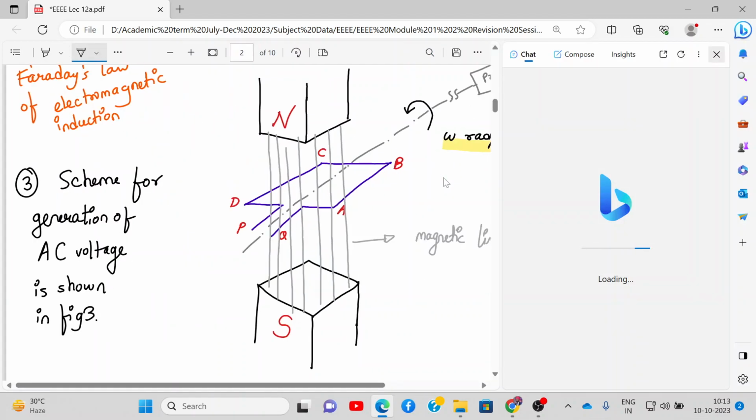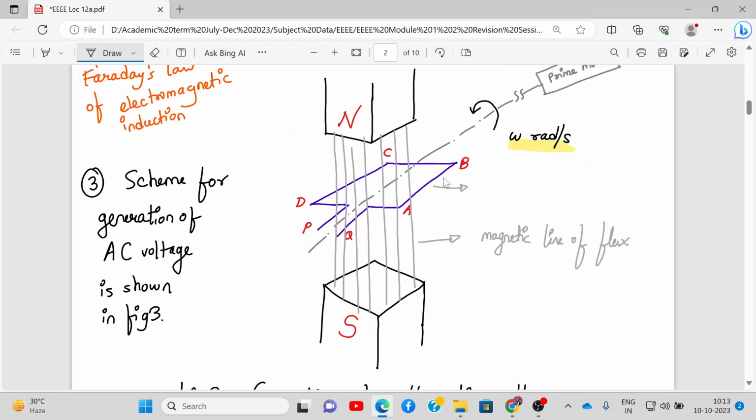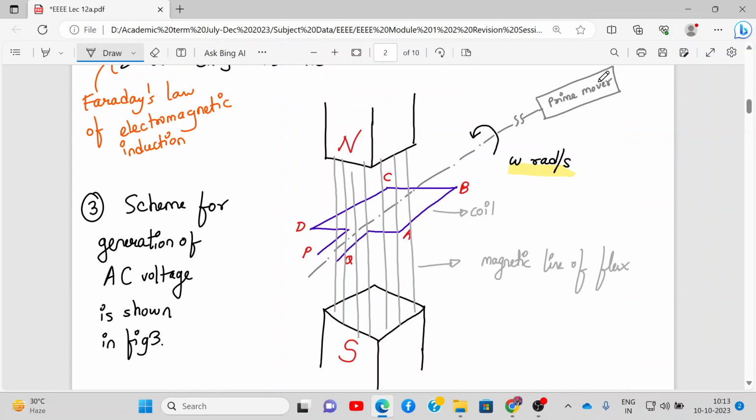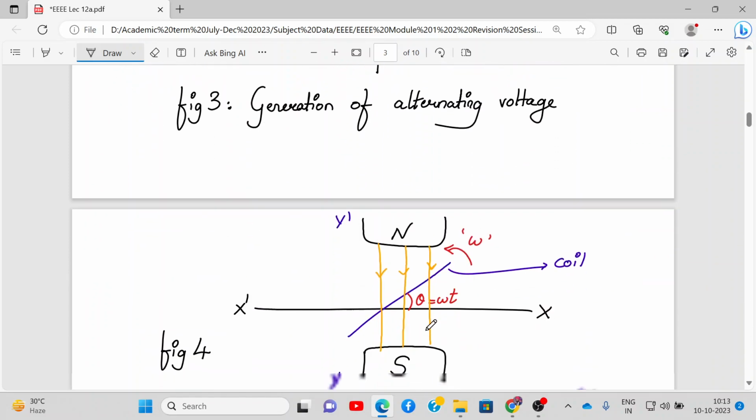Sorry, this is my coil. It is moved with the help of a prime mover in anti-clockwise direction with omega radians per second angular velocity. All right, so let us simplify this picture.